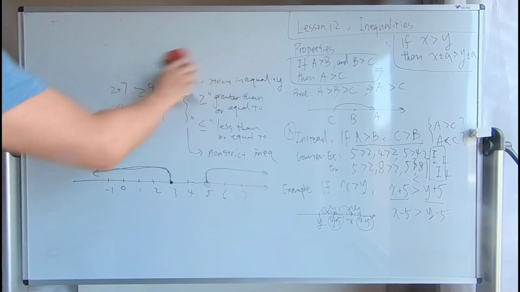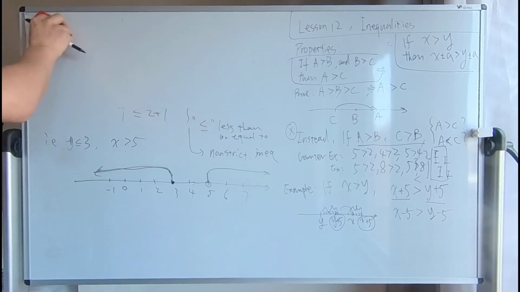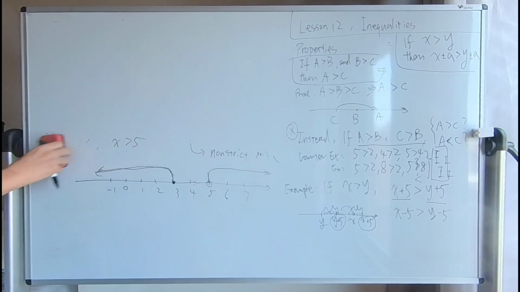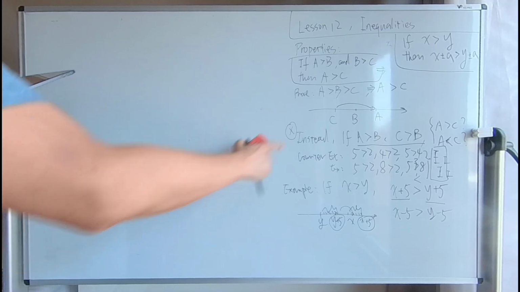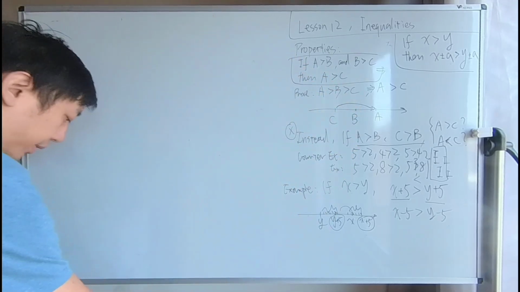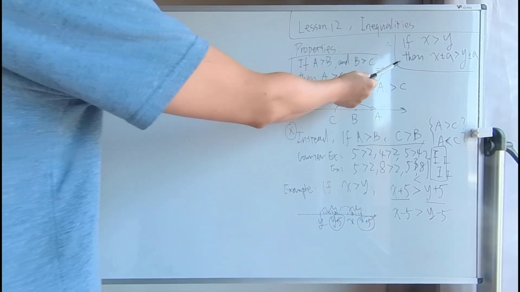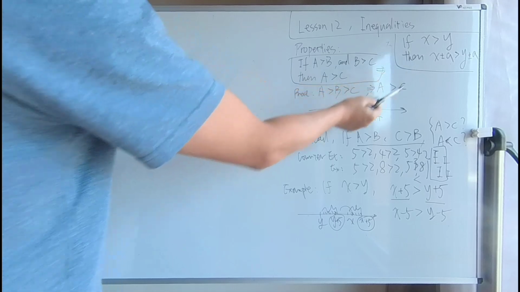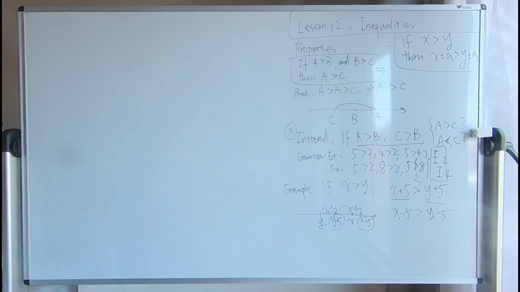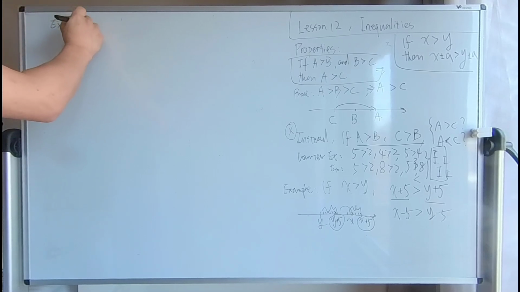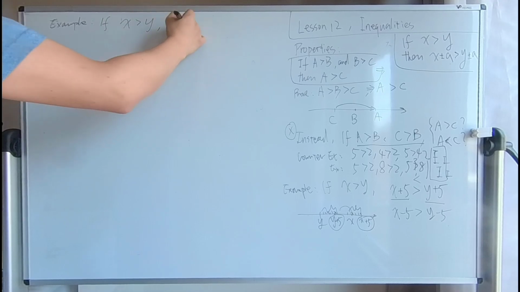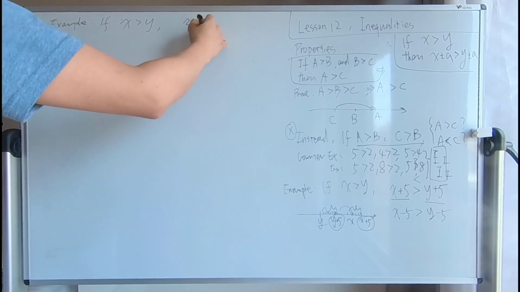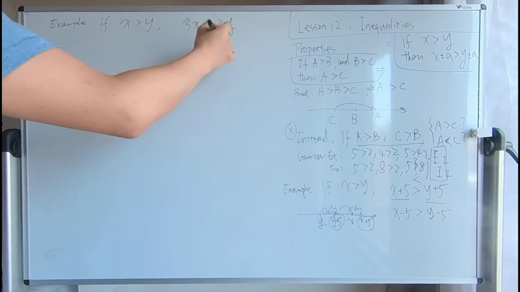Okay, now one more example or property. So we checked that the inequality can be passed through, that the inequality sign doesn't change when adding or subtracting the same number. How about multiplication? If I have x greater than y, then how about 3x compared to 3y?